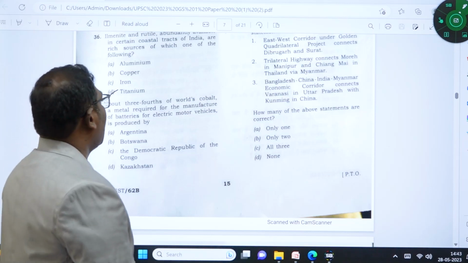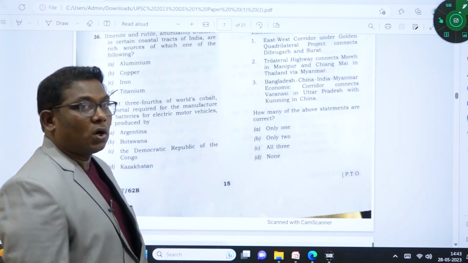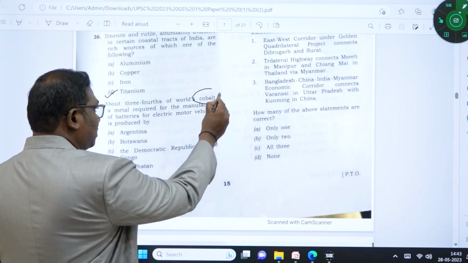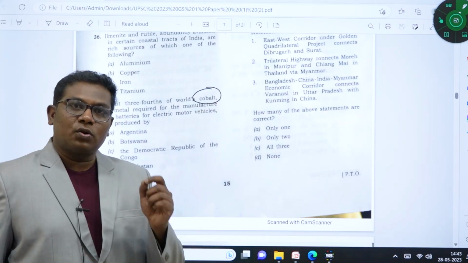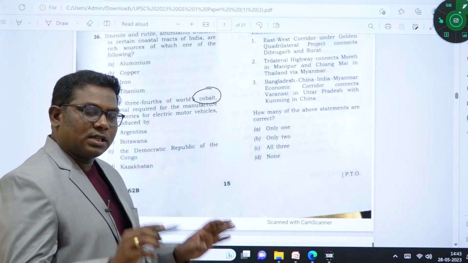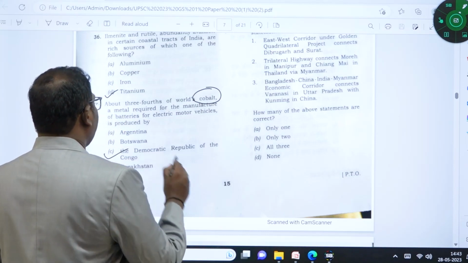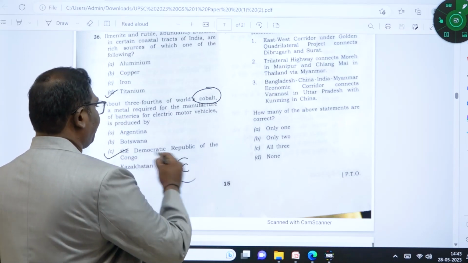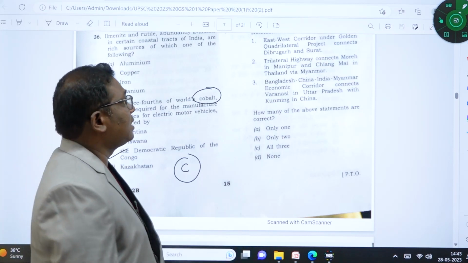And 37th question, about three-fourths of the world's cobalt. Whenever cobalt comes, this is also something I mentioned very clearly, the largest reserves of cobalt can be seen in DRC, Democratic Republic of Congo. 37th question, option C is the right answer.